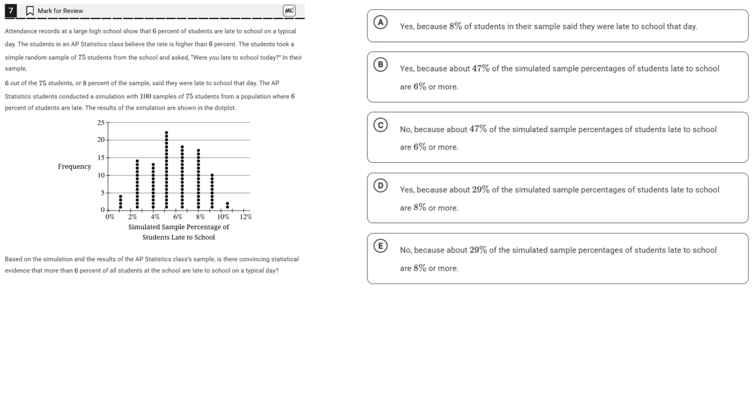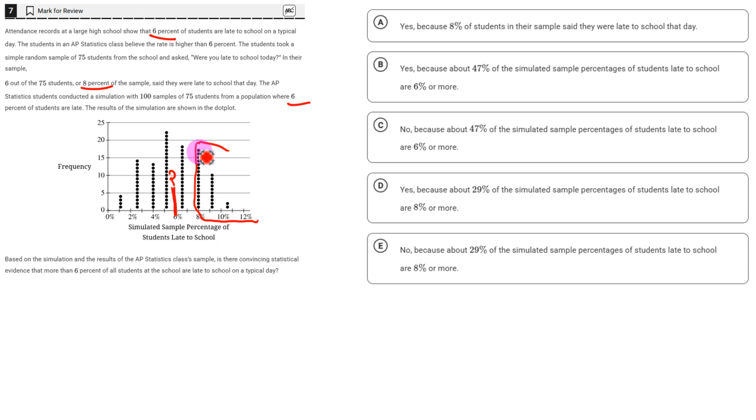school that day. AP statistics students conducted a simulation of 100 samples of 75 students from a population where 6% of the students were late. So they assumed what they had been told, that 6% was the true proportion, but they got 8% when they did it, so they want to see the probability of 8%. So here is the true proportion, p. Well, they got 8% or more, which they're saying now, based on the simulation and the results of the AP class sample, is there convincing statistical evidence that more than 6% of students are late?